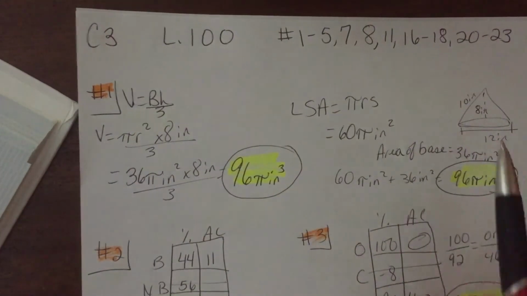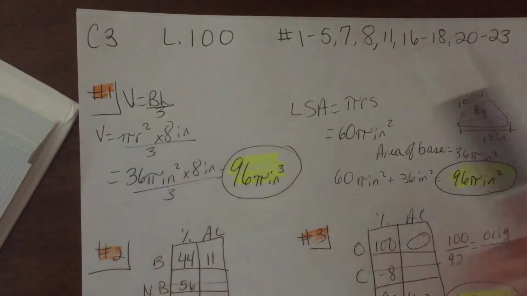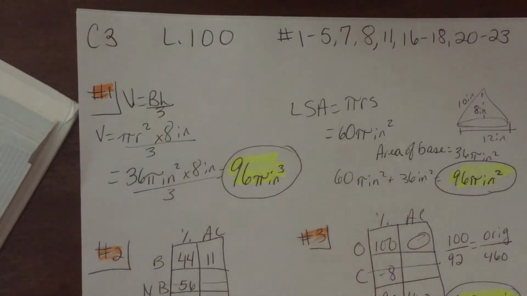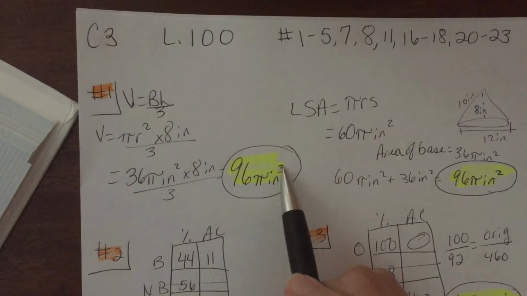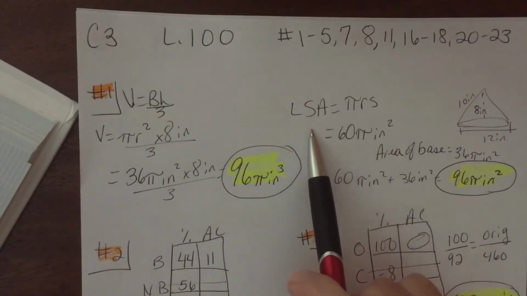Okay, so in this case, our base is a circle. So we do pi r squared times height of 8, divide the whole thing by 3. It said we could leave pi as pi, so when I did all my calculations, I got 96 pi inches cubed. Now the surface area was a little more difficult.